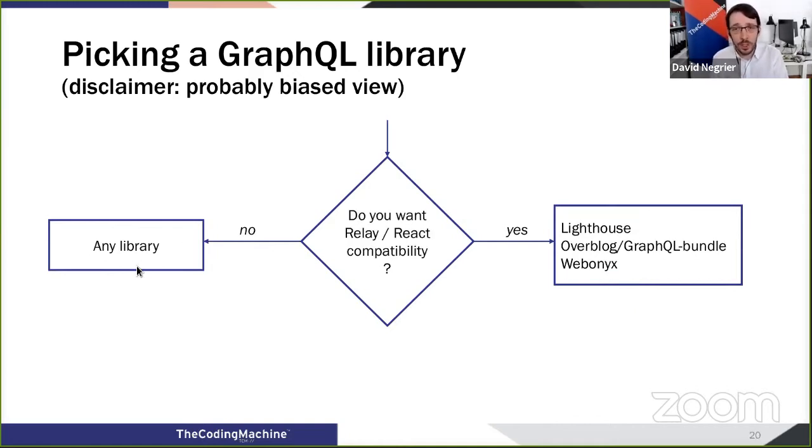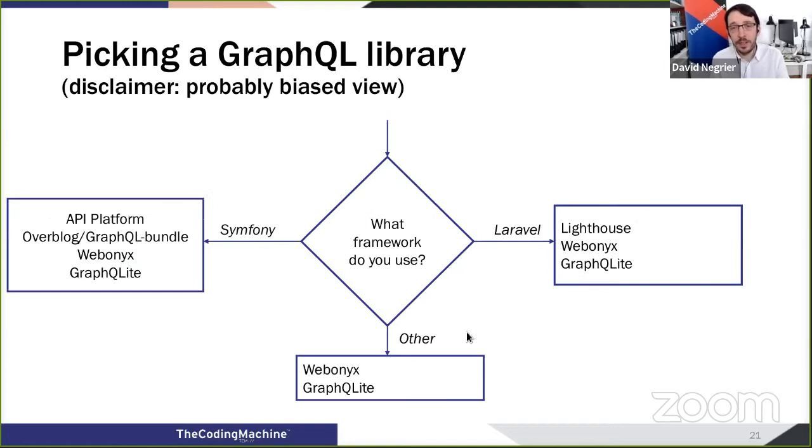Then there is another question, which is, do you want to use Relay on your front end? If you are using Relay, Relay imposes a number of constraints on the schemas that are generated. And not all the libraries out there have support for this kind of schema. So if you want to use Relay, you should definitely aim for those libraries, mainly Lighthouse and GraphQL bundles. Finally, depending on the framework you are using, you will also have to pick one of those libraries. Some libraries are framework agnostic, like Webonics and GraphQL, and you can use them everywhere.